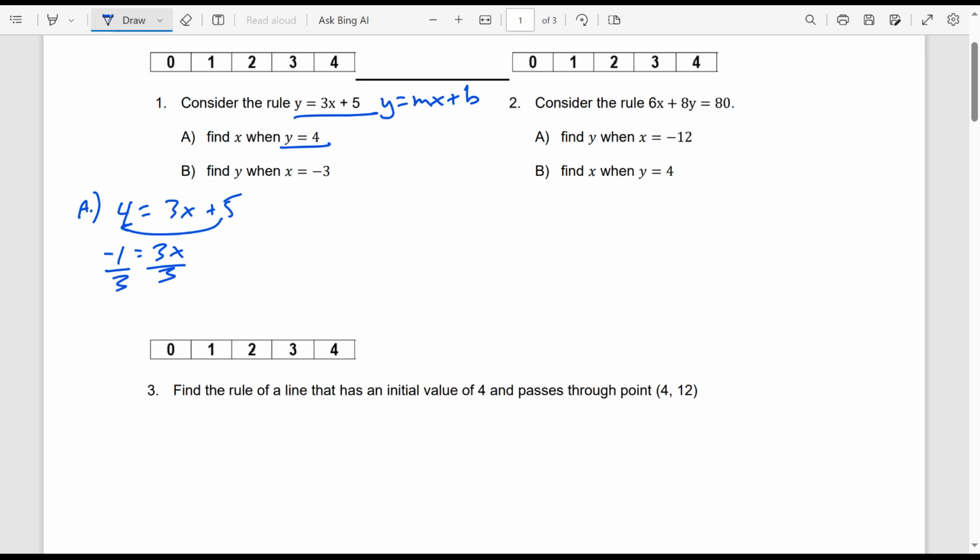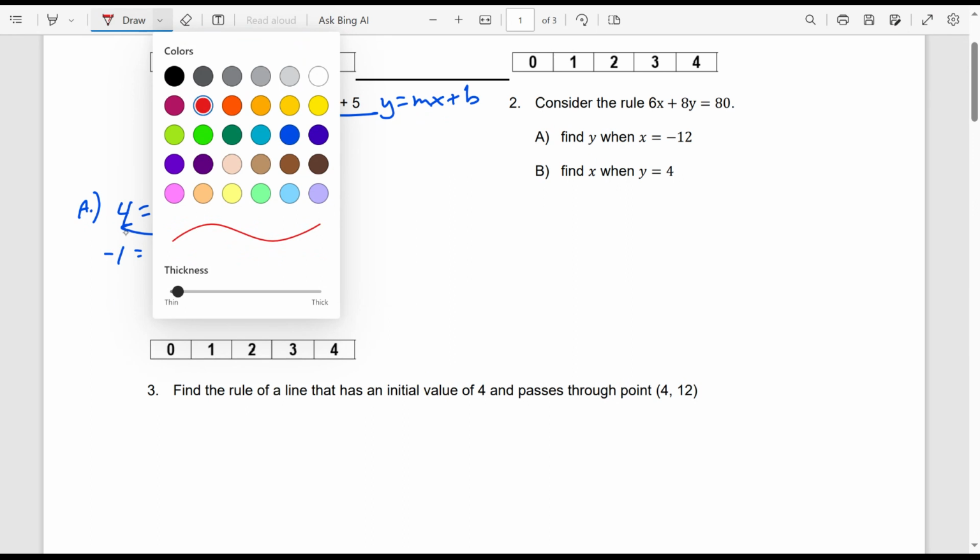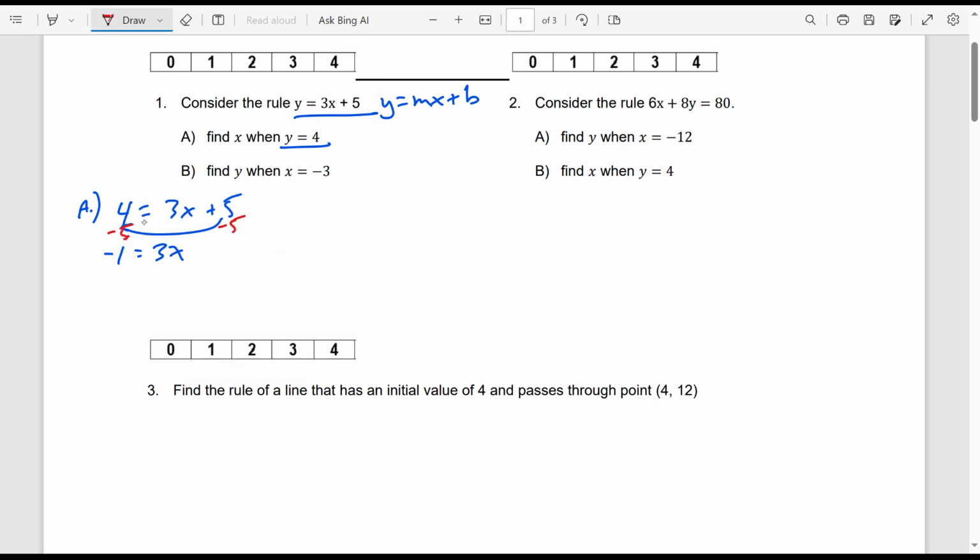I'll just go back and show that a little bit slower. I brought the 5 over to the other side by subtracting 5 from the other side. That's why I'm left with -1. Now I'm going to be dividing by 3 on either side. X is either -0.333 repeating or -1/3. I'm okay with both. Ugly number to start out with, the rest gets pretty.